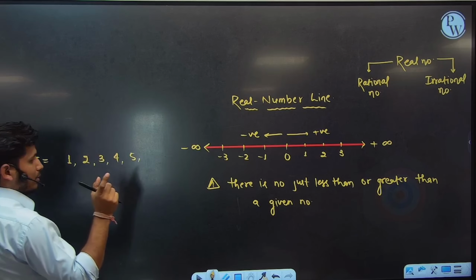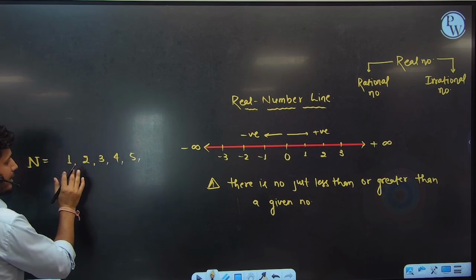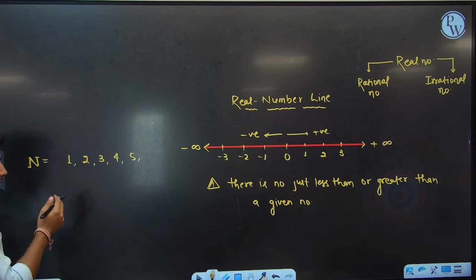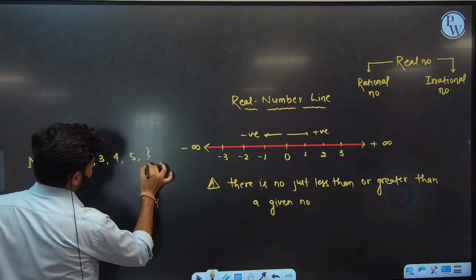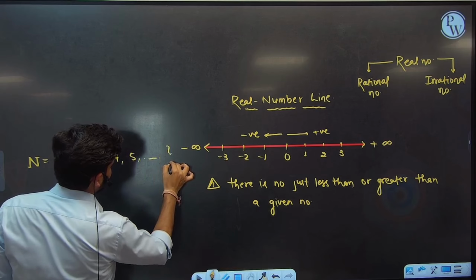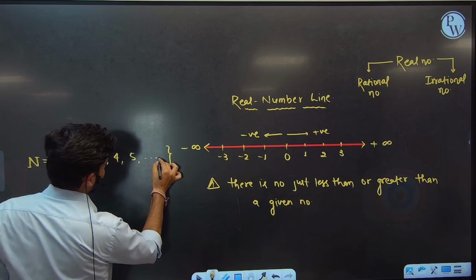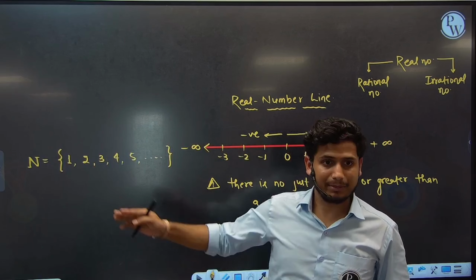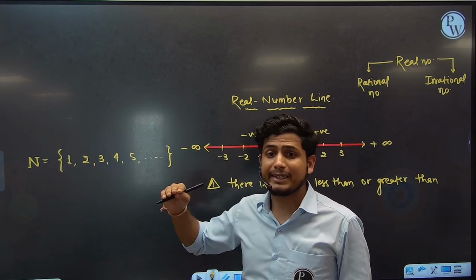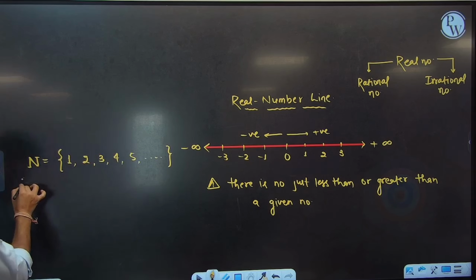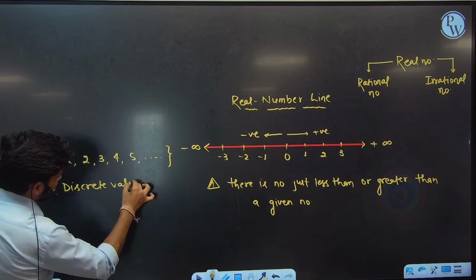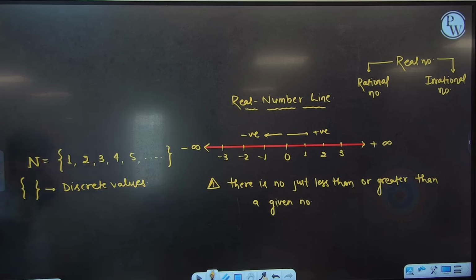Now listen to me. When there is no just-less-than or just-greater-than value, and the values are infinitely many, then you use braces. That's why we use this bracket, because this bracket shows discrete values. Now tell me whole numbers.